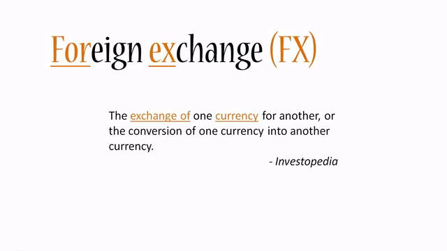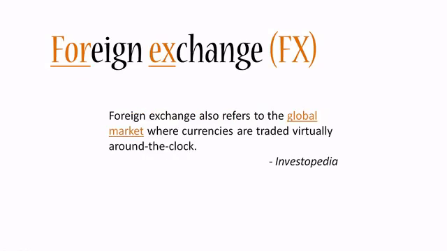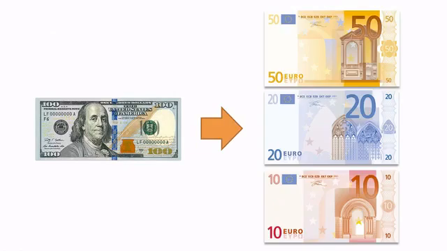Also, Investopedia continues this definition by saying that foreign exchange also refers to the global market where currencies are traded virtually around the clock. So let's have a look at an example. Say, for instance, you're going on a holiday to Europe. In that case, you will take your American dollars and go to the exchange shop and convert them into euros. By doing this, you've conducted a currency exchange and therefore you have become a participant of the Forex market.